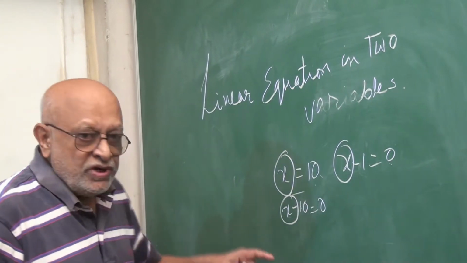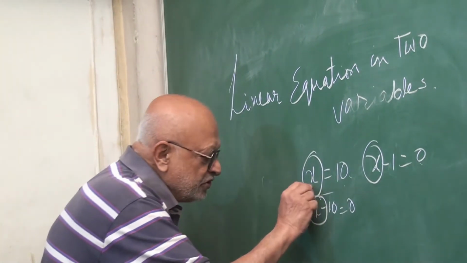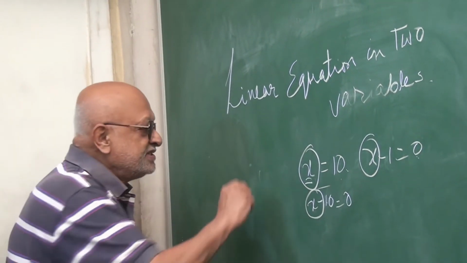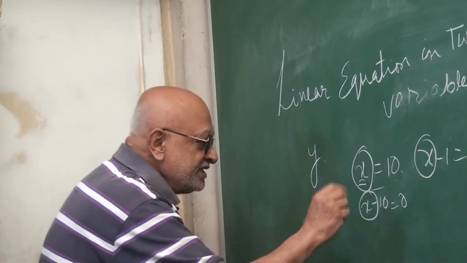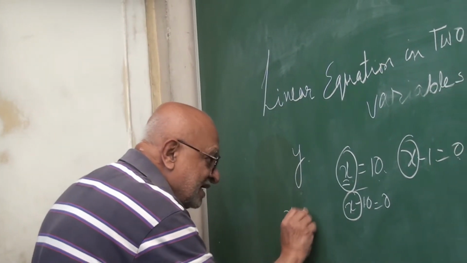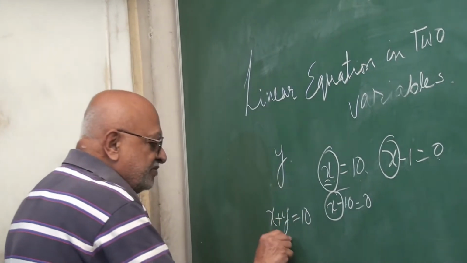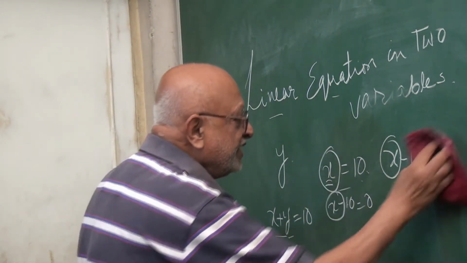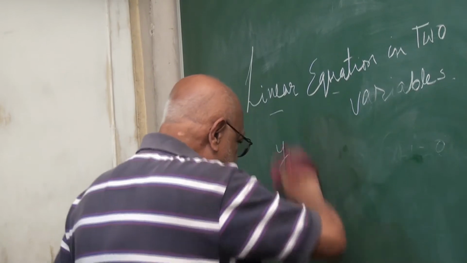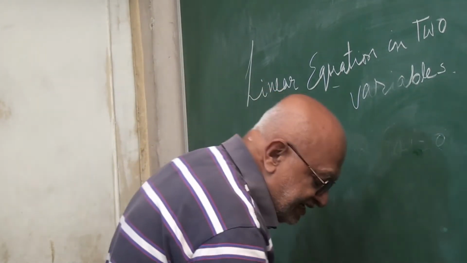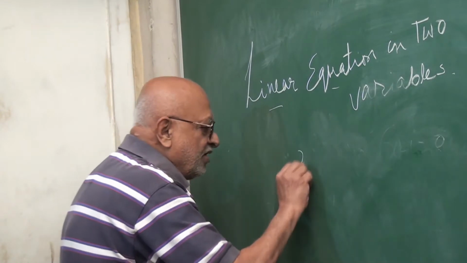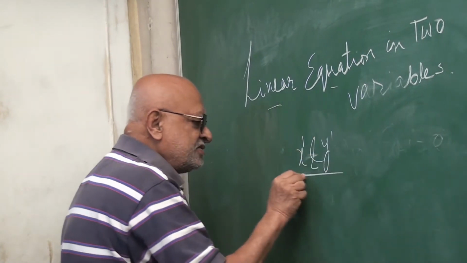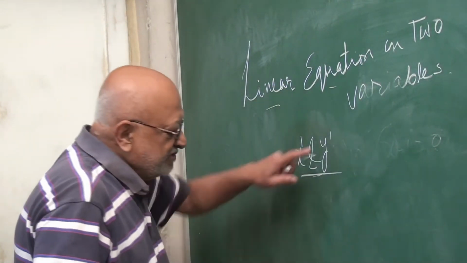So here we are now going to add another variable, and that variable we will take as y. So this time it will be x plus y equal to 10. So this will become a linear equation in two variables. So now you know what two variables are. And why is this still a linear equation? Because the power of x and y will remain as 1. So this will be a linear equation.